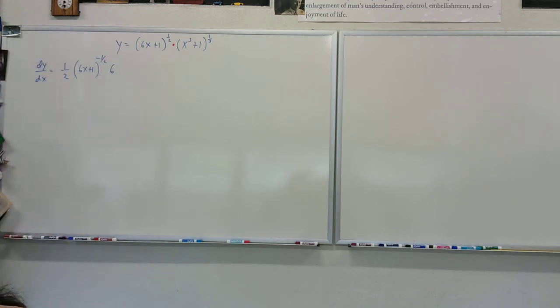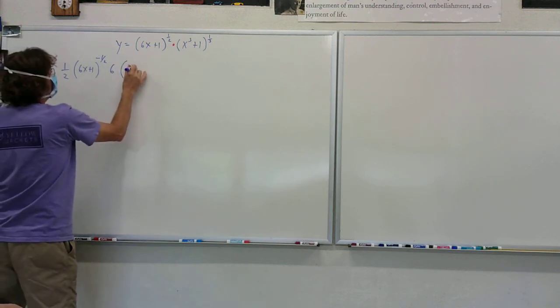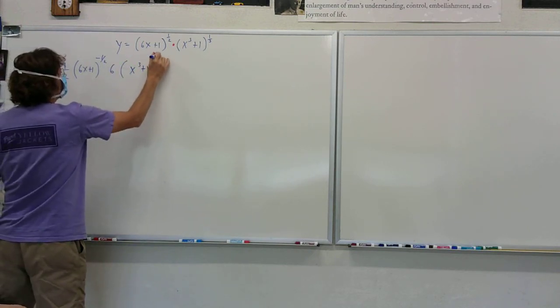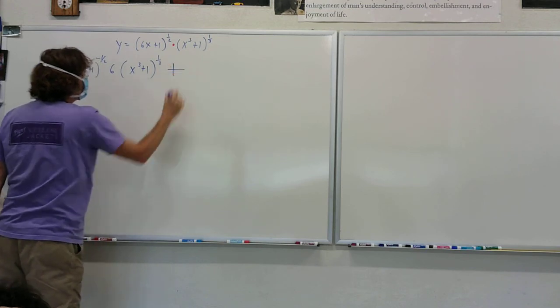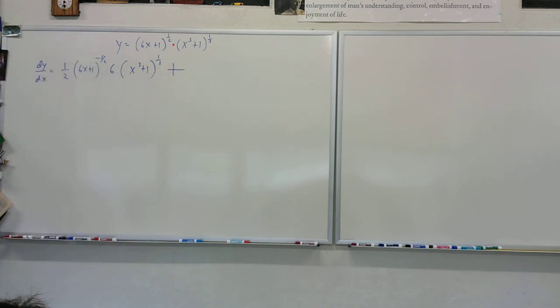Then we write down the second term. X cubed plus 1 to the 1/3. And we put our big plus sign. Oh, and the last problem, you realize now why I lined up those plus signs, because it makes it easy to put everything in the right place.